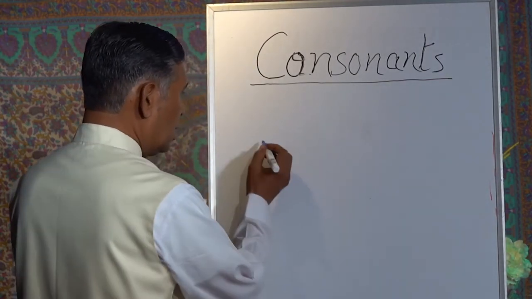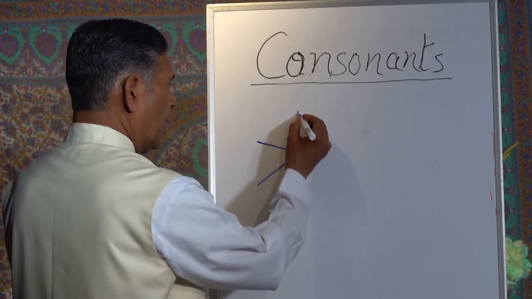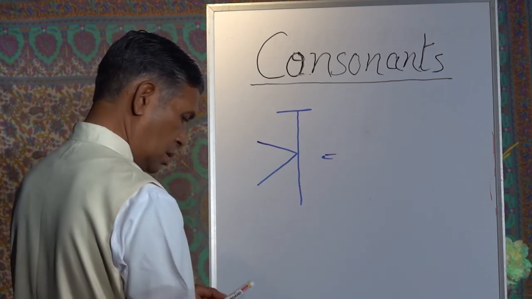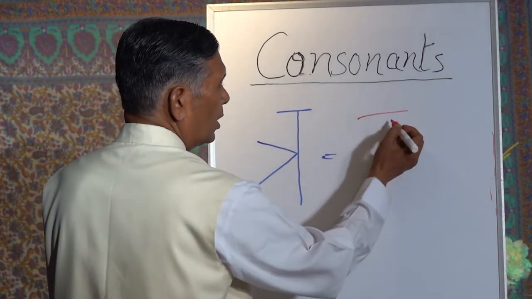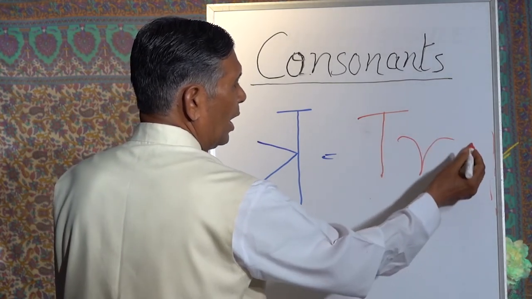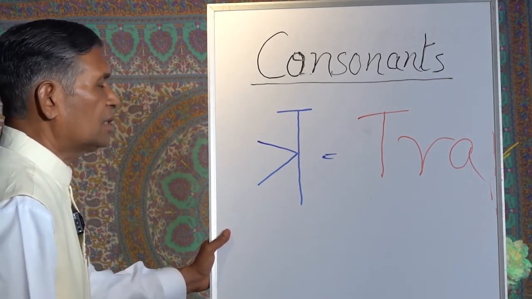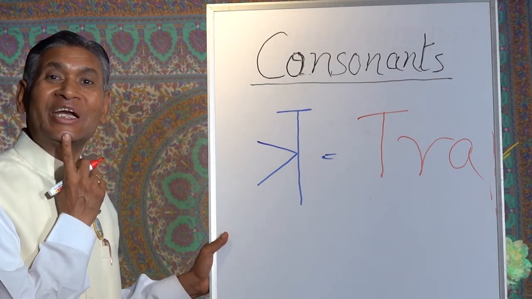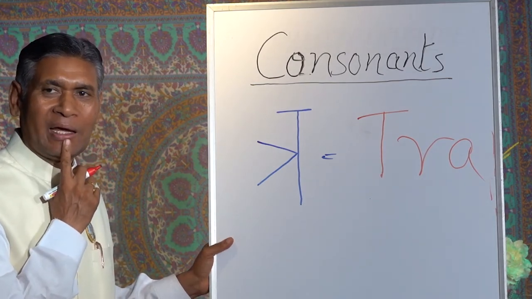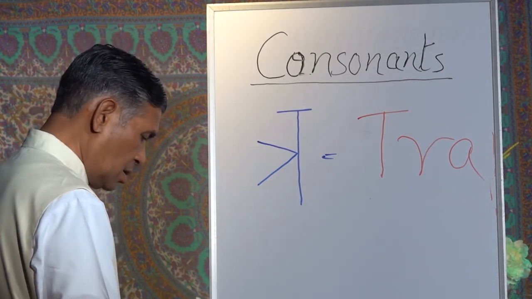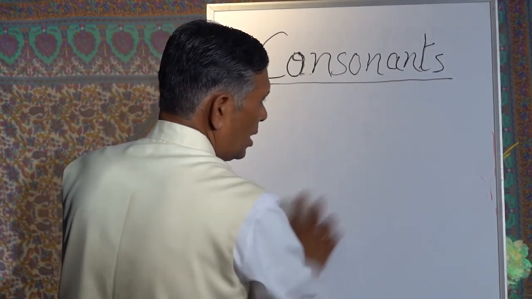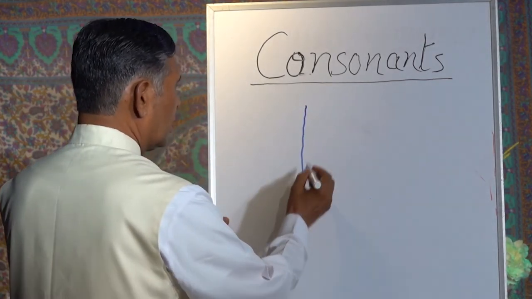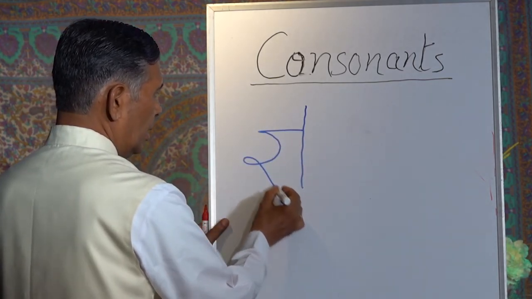Next one, it is the here to here, on only here. This is Tra, T-R-A, Tra. It is soft one, like Trimurti. And the last one, last consonant, this is, first you will write, put here and here.